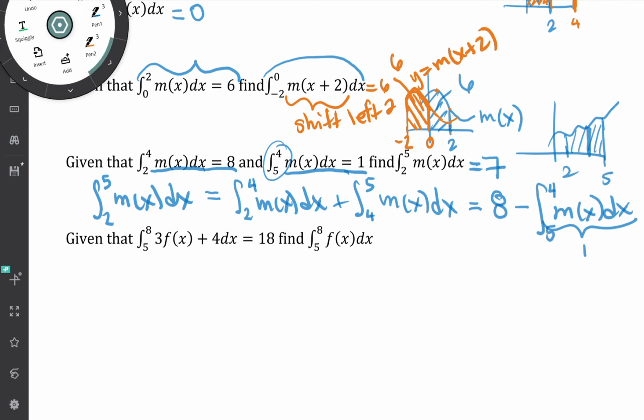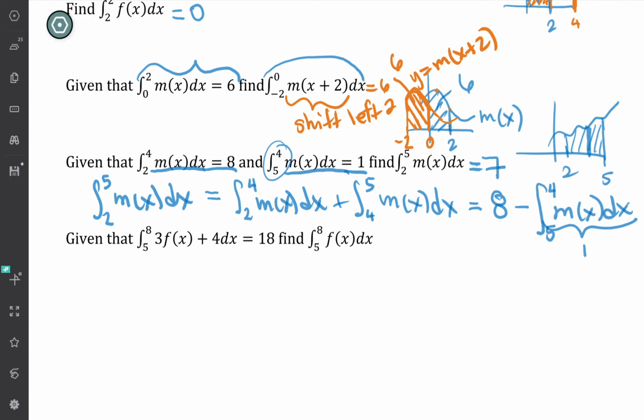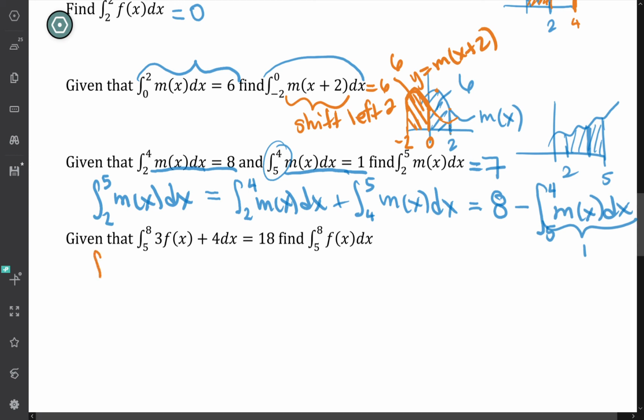Last one, and it isn't especially hard, but there's one thing that a lot of people will try to do here that is not valid and it'll mess them up. If I know that the integral from 5 to 8 of 3 times f of x plus 4 is 18, I want to know what the integral of just f of x from 5 to 8 is. This is why it's really important to actually use properties and show the steps, because then you will catch the one tricky thing.